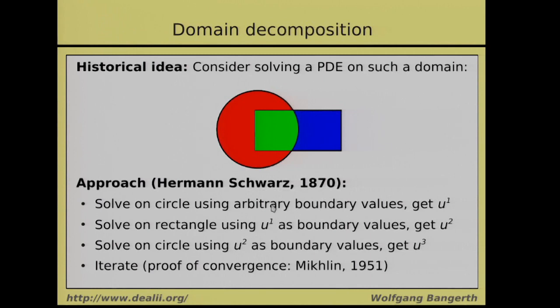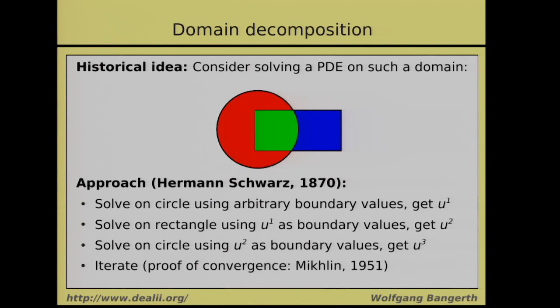So let's say you start with solving the PDE on the circle. And the boundary values that you would have to choose on the circle are given on this part here, on the outer part. And on this part, we don't know the boundary values, of course, because we only know the boundary values over here. So on this part here, choose whatever you want. Okay? So we solve the PDE on the circle with arbitrary boundary values here, and we get a solution that we call U1 that lives on the circle.